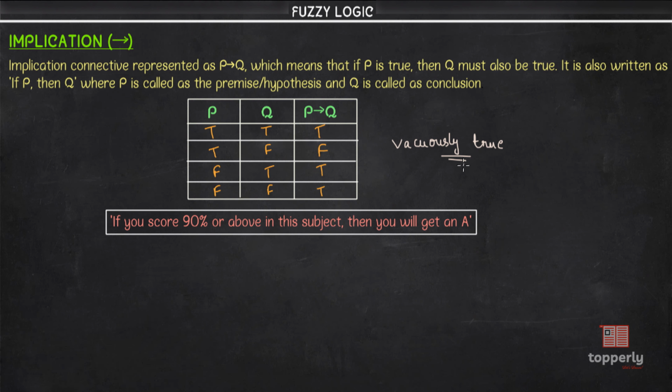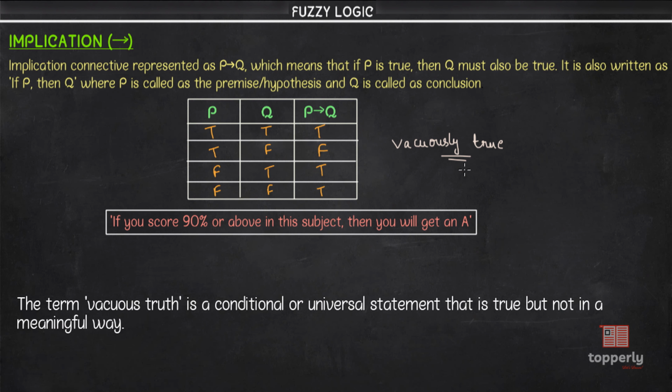Now, what does vacuously true mean? A vacuous truth is a conditional or universal statement that is true but not in a meaningful way. For example, suppose you are in a room full of people and none of them have a phone with them at all, and you get up and declare that all phones in this room are switched off. Now this is technically true because no one has phones in their hand, so any phone in the room can be considered as switched off. That is why in the last two cases of the truth table, P implies Q will be taken as true, or it is taken as vacuously true.